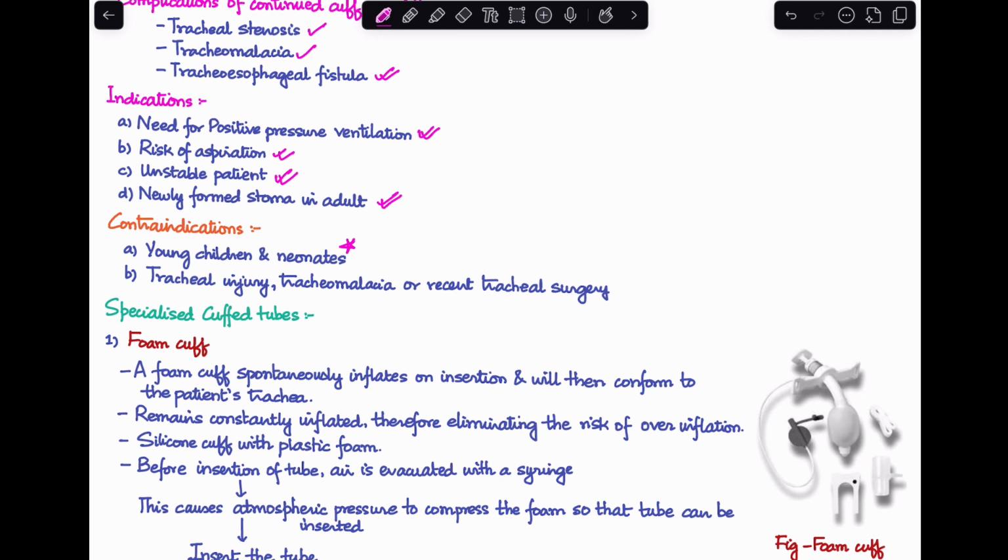And the second contraindication is if there is any kind of tracheal injury, tracheomalacia, or any history of recent tracheal surgery. We will avoid the usage of cuffed tubes in these patients because it will end up causing more damage.